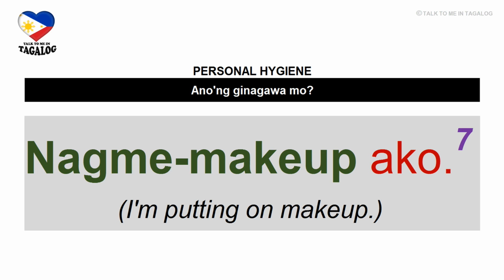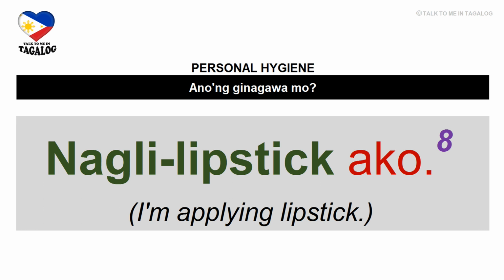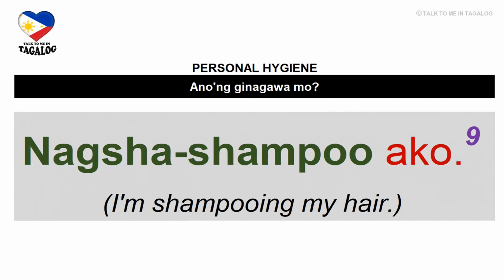Let's now focus on how to tell people what you personally do in Tagalog. So from here onwards, you will see answers to anong ginagawa mo. Anong ginagawa mo? Nagme-makeup ako, meaning I'm putting on makeup. Nagli-lipstick ako. I'm applying lipstick. Nagsha-shampoo ako, meaning I'm shampooing my hair.